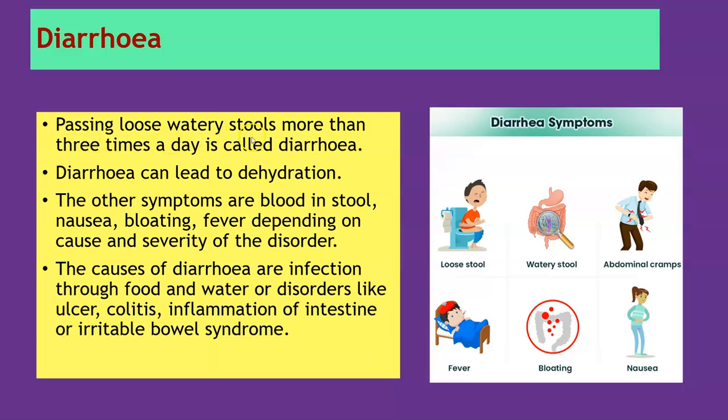Diarrhea, passing loose watery stools more than 3 times a day is called diarrhea. Diarrhea can lead to dehydration, that is loss of fluids or water from the body. The other symptoms are blood in stool, nausea, that is you feel like vomiting, bloating, heaviness in your stomach, fever, depending on the cause and severity of the disorder. The causes of diarrhea are infection through food and water, or disorders like ulcers, colitis, inflammation of the intestine, or irritable bowel syndrome. So here the symptoms are pictured for you.